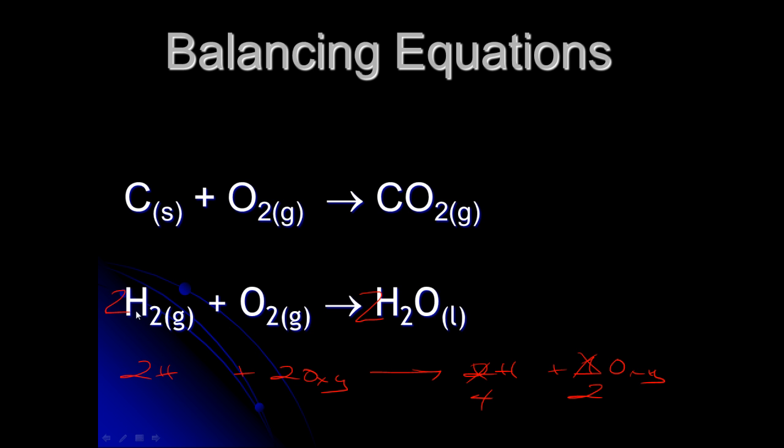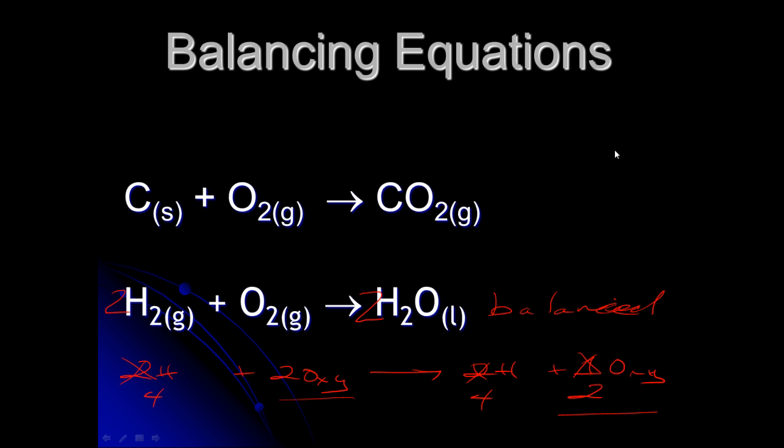And again, the only thing I can do is add coefficients. 2 times 2 gives me 4. Now I have 4 hydrogens on the left, 4 hydrogens on the right, 2 oxygens on the left, 2 oxygens on the right, and we say that is balanced at that point.